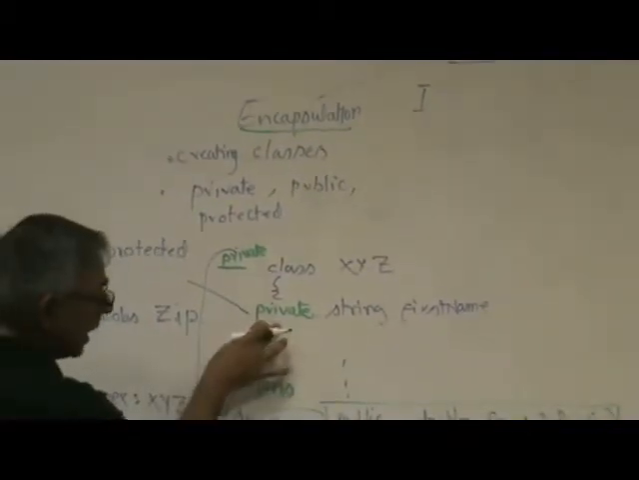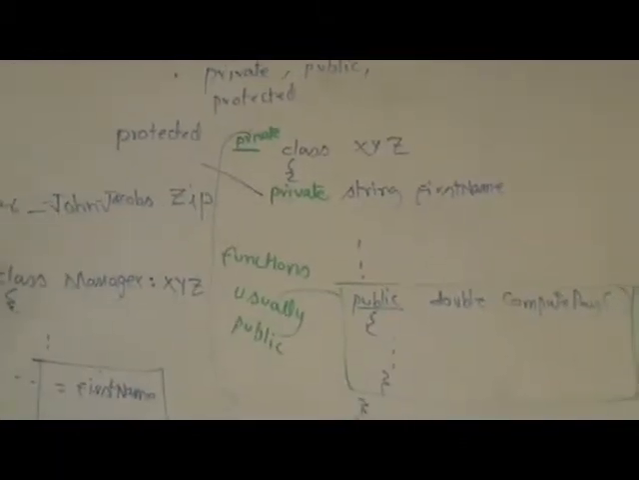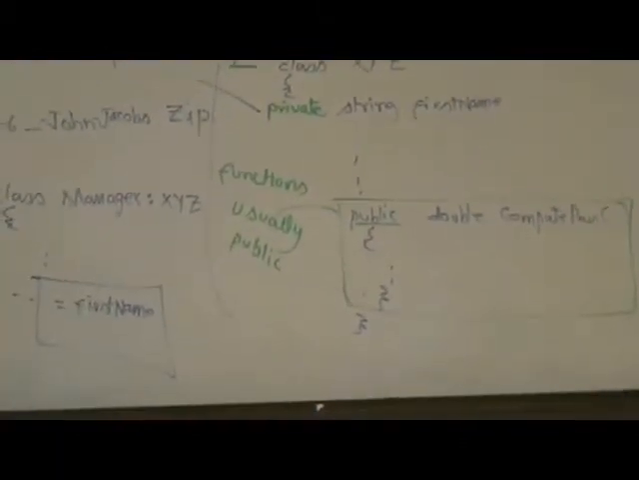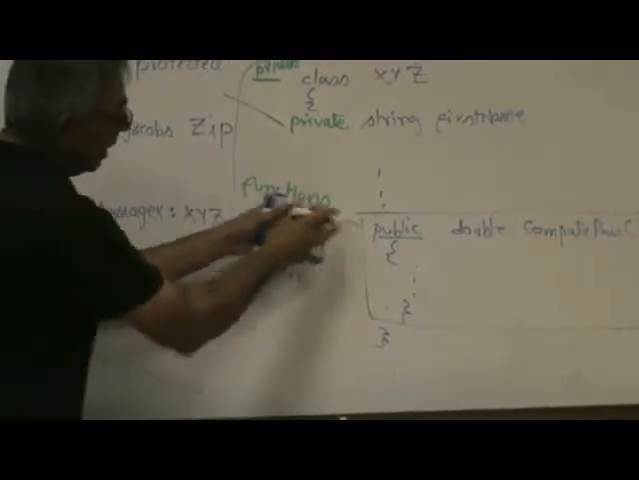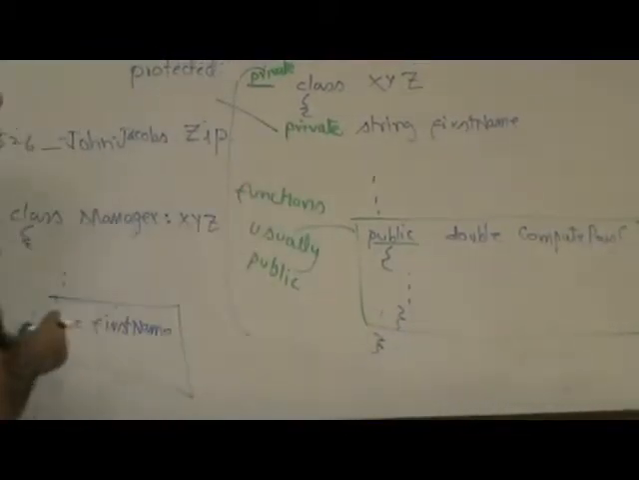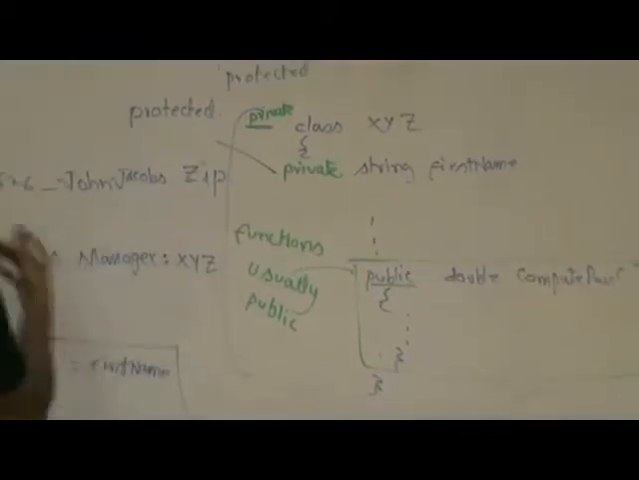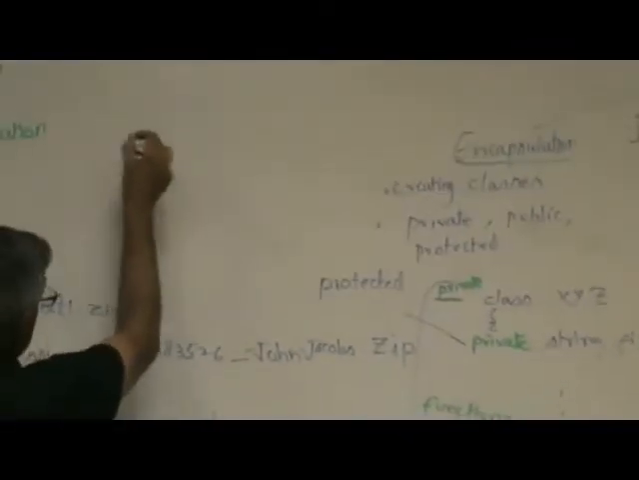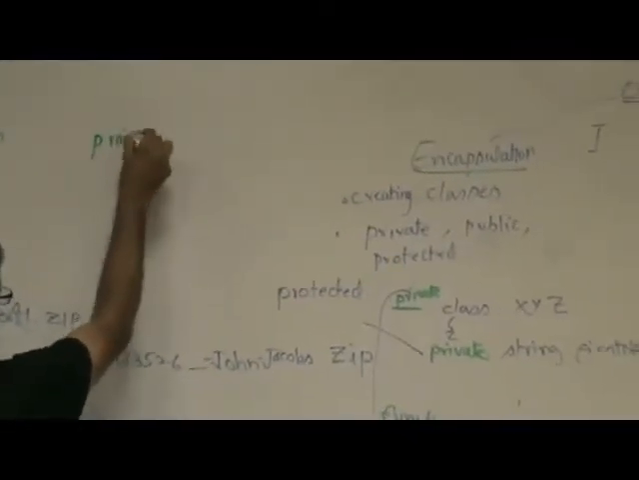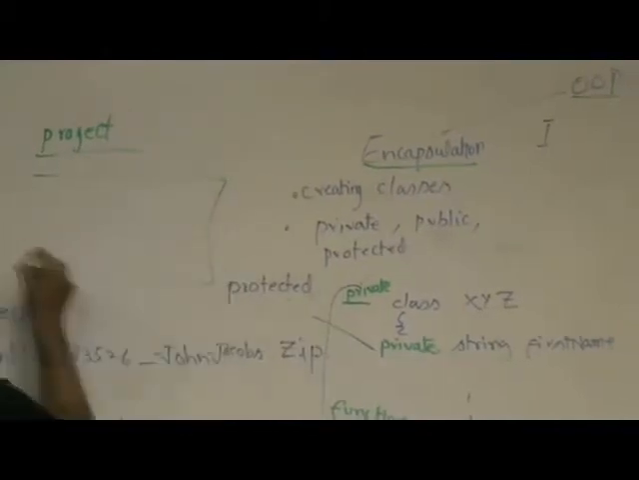See, at the data level, at the function level, it makes sense: from outside of the function, can we call this, can we access this data? But what about the class itself? See, when you create a project, in a project you'll be creating many classes, right?